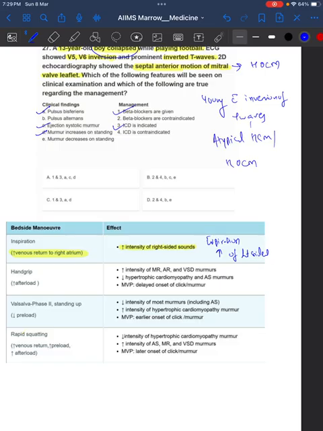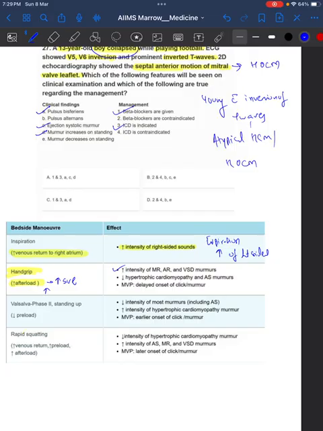Then coming to the hand grip. Hand grip increases the afterload. That means it increases the systemic vascular resistance. That means it increases the pressure against which the LV will eject the blood. So this will increase the murmur of all the regurgitant lesions, MR, AR, VSD, because more of the blood will now be going through the valves.